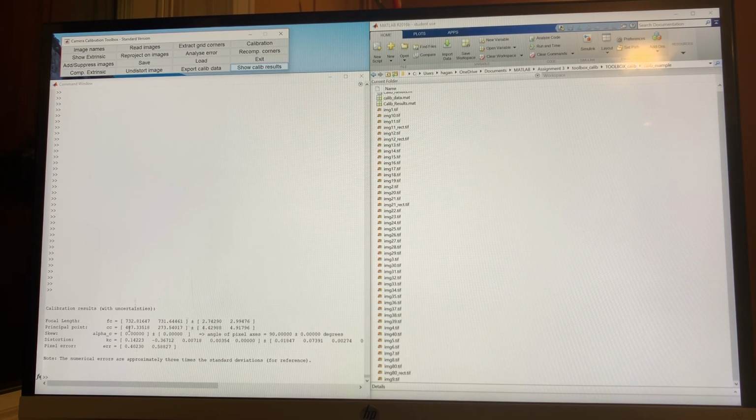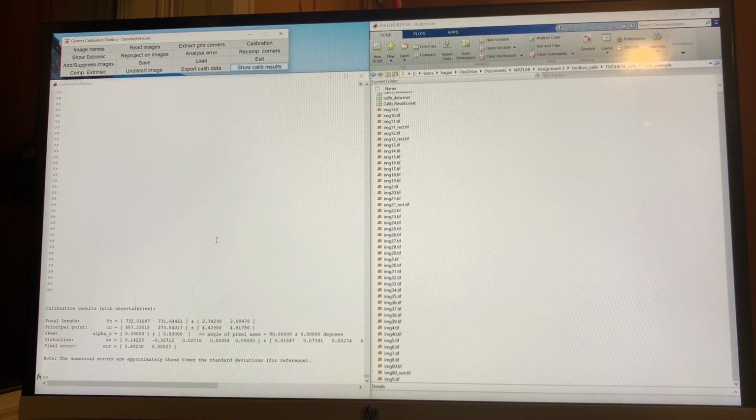The principal point is a description of the center of an image. Our skew has to do with the shear strain on a pixel, which in this case is 0. Our distortion is an equation that is used to model whether there is radial distortion, either negative or positive, which is a pincushion or a barrel presentation.